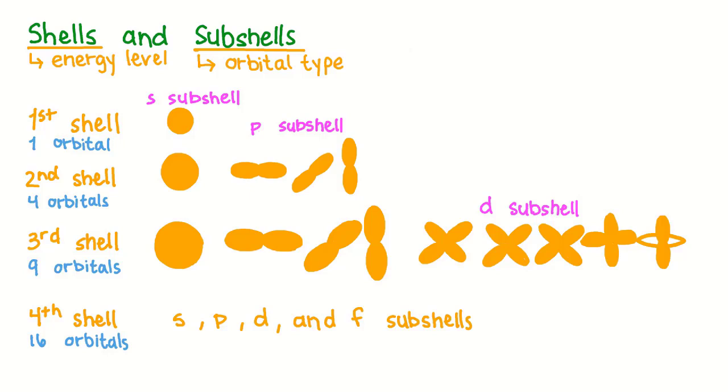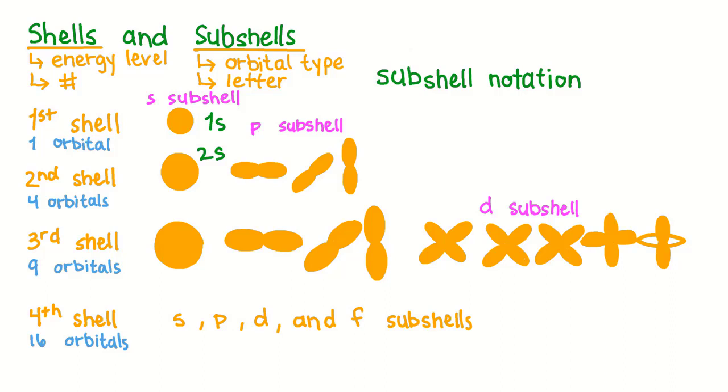We can easily refer to a subshell within a specific shell by using subshell notation. Subshell notation uses the number of the shell and the letter of the subshell. Using subshell notation, this is the 1s subshell. This is the 2s, and these 3p orbitals make up the 2p subshell, and so on.